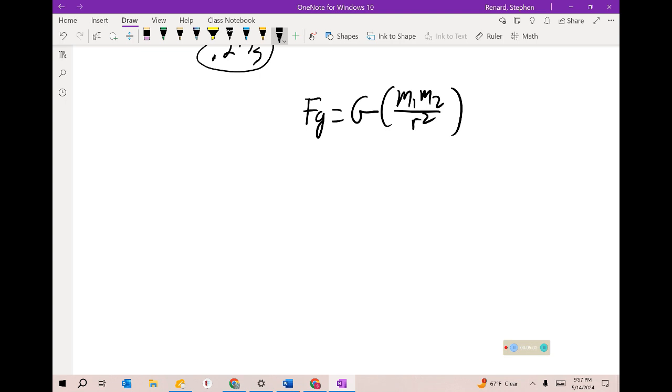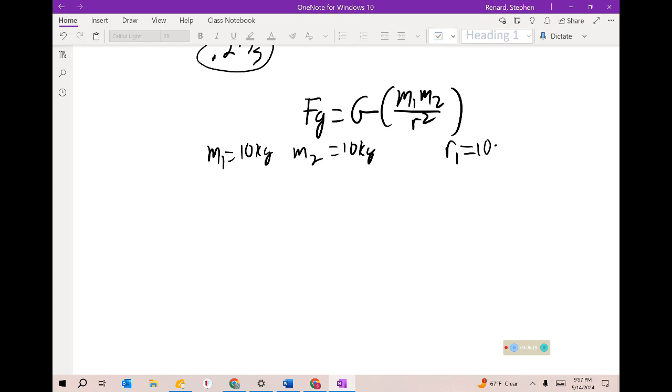So we have two things here. We know mass 1 equals 10 kilograms. Mass 2 equals 10 kilograms. And then we have two different r's. We have r sub 1, and that's 1 meter. Then we have r sub 2, which is 5 meters.